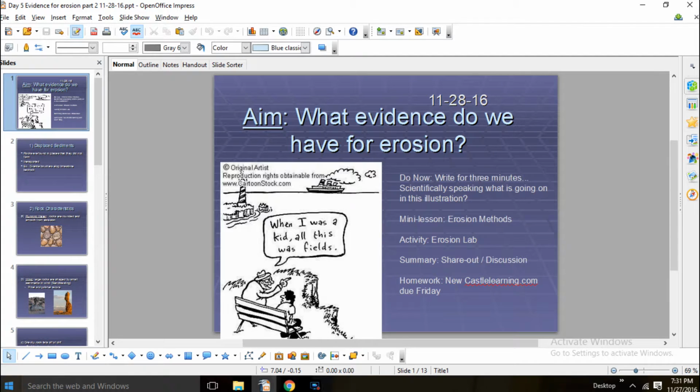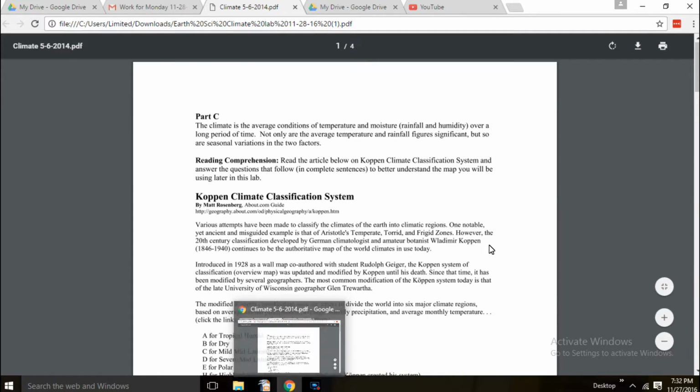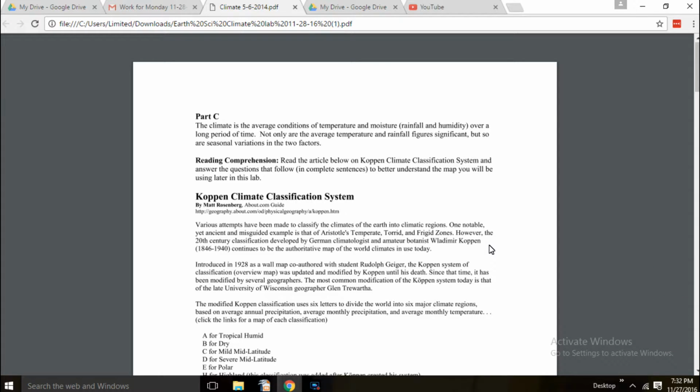That's basically it. Today's activity is going to relate to the Köppen climate classification system. This is actually a lab. I know it says Part C at the top. It's kind of related to the one that we did prior, but I'm skipping over Part B. But Part C here, basically I'm going to give you the quick rundown.